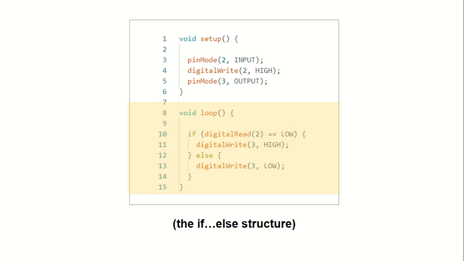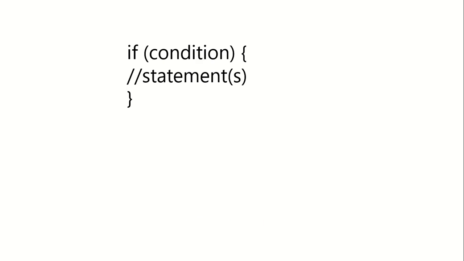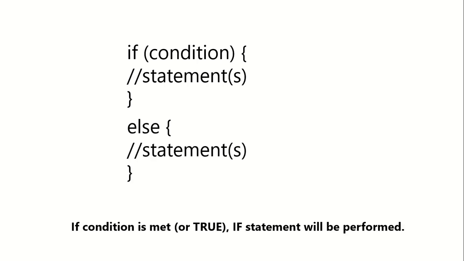If you look at the void loop function, you will see the if-else structures in action. The if control structure uses the following syntax. If the condition inside the parentheses is met, or in Arduino language, true, then the statement inside the curly braces is performed. The else control structure has the same syntax, but the statement under it will only be executed if the condition stated in the if structure is not met or is false.